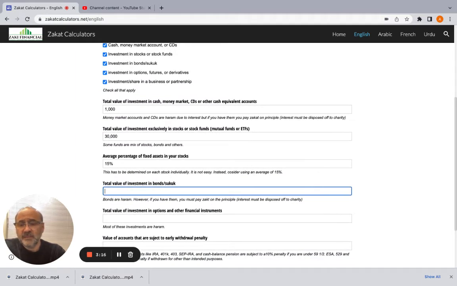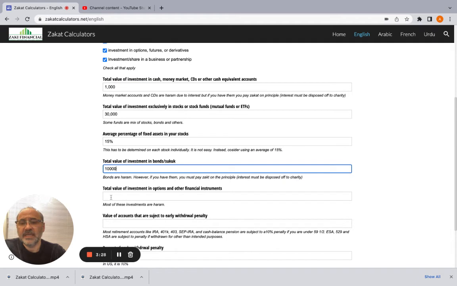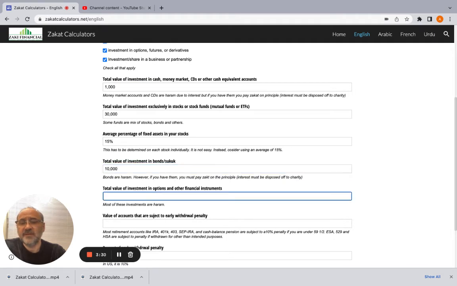Now, if you invest in bonds, I hope you don't because it's haram. But if you do, the principal should be listed here. And if you invest in sukuk, that's different. But let's say somebody has $10,000 in sukuk. Okay. Now, if you invest in options, that's also haram. You list the principal, let's say $1,000, but anything that you obtain from that, whether interest or other things other than the principal, you dispose of in charity. Okay, and it doesn't count towards the zakat.